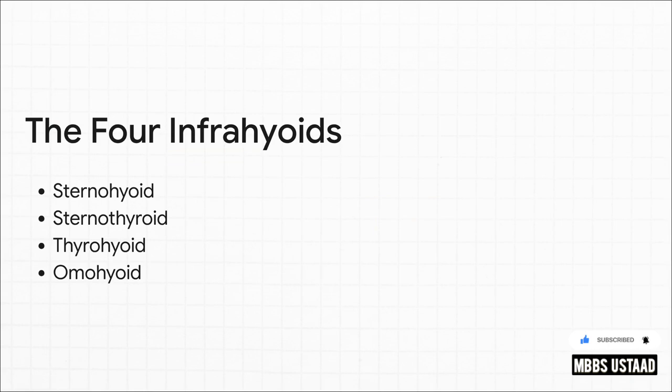And here are our 4 key players. As you can see, we've got the sternohyoid, the sternothyroid, the thyrohyoid, and the omohyoid. Now, their names kind of give away where they're attached, like the sternum and the thyroid cartilage. But what's important is that their collective job is to help move the hyoid bone and the larynx, which is absolutely crucial for swallowing and speaking.